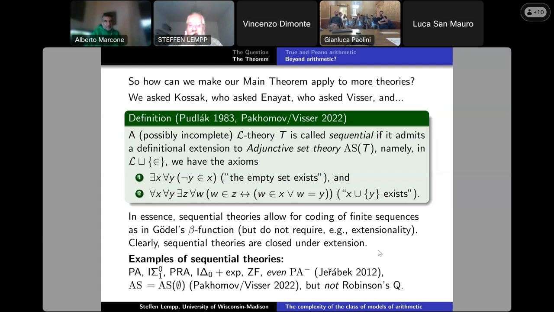AS, which is the adjunctive set theory over the empty theory, is of course also sequential just by definition. But if you go even weaker, Robinson's Q, for example, is not sequential. It's too weak to allow for the interpretation of the beta function. So there are some limits to how low you can go, but it can go pretty low with sequential. Okay, so what does that have to do with what we're doing?